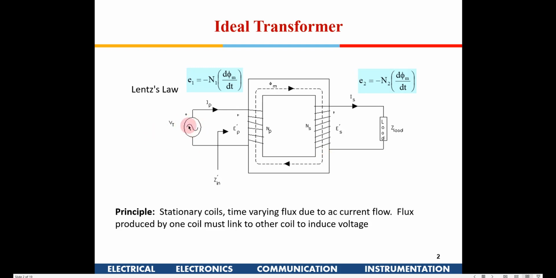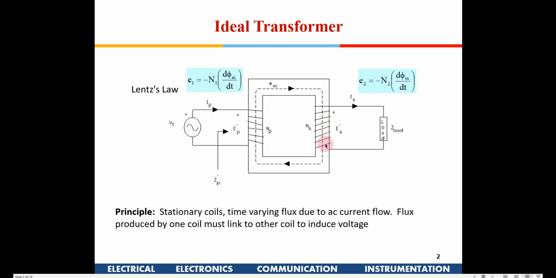You apply a time variant signal in the primary, which will cause a variable flux here, not a constant flux. So a variable flux means dφm/dt has to be finite. It cannot be a constant. So that can happen only for an AC signal. That dφm/dt will induce a voltage in the secondary, and that is how we are able to drive a load. So this is known as the primary coil, this is known as the secondary coil.